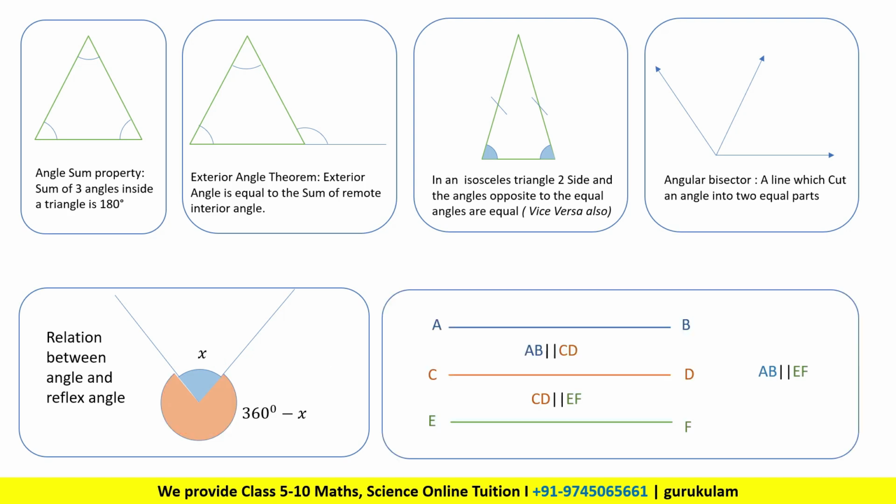Next is parallel lines. Considering multiple parallel lines, if we say AB is parallel to CD, this line is parallel to this line, and then we say CD is parallel to EF, then we can automatically say AB will be parallel to EF. So using all these things, you can do all the problems by yourself.